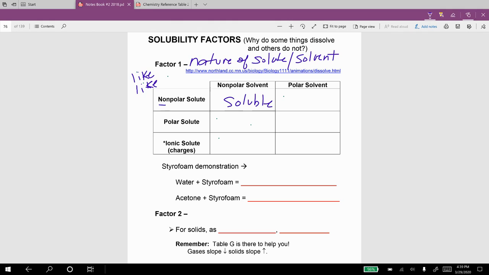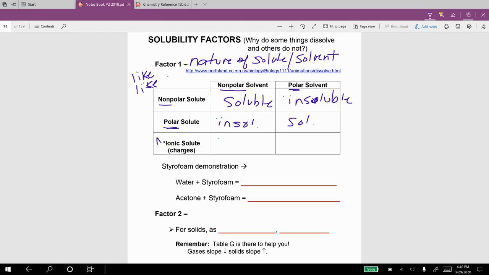And now if I have a nonpolar and polar, they're different. So then we're going to call that insoluble. Okay, so what about the same thing going down here? Polar, nonpolar, right? Those are different. So we're just going to call that insoluble. I'm going to just abbreviate. And then polar, polar, soluble.